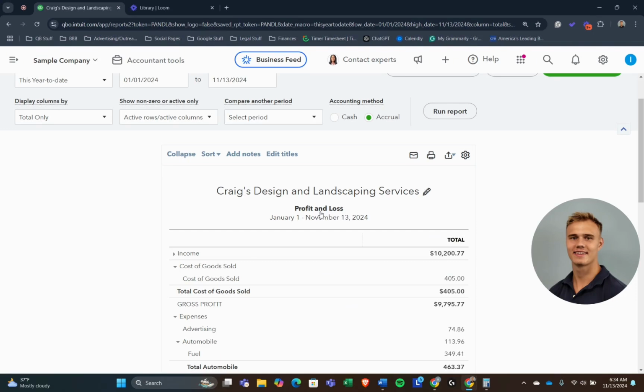So great to have a high ratio in that instance as well, specifically because obviously the more profit you're bringing in, the better.